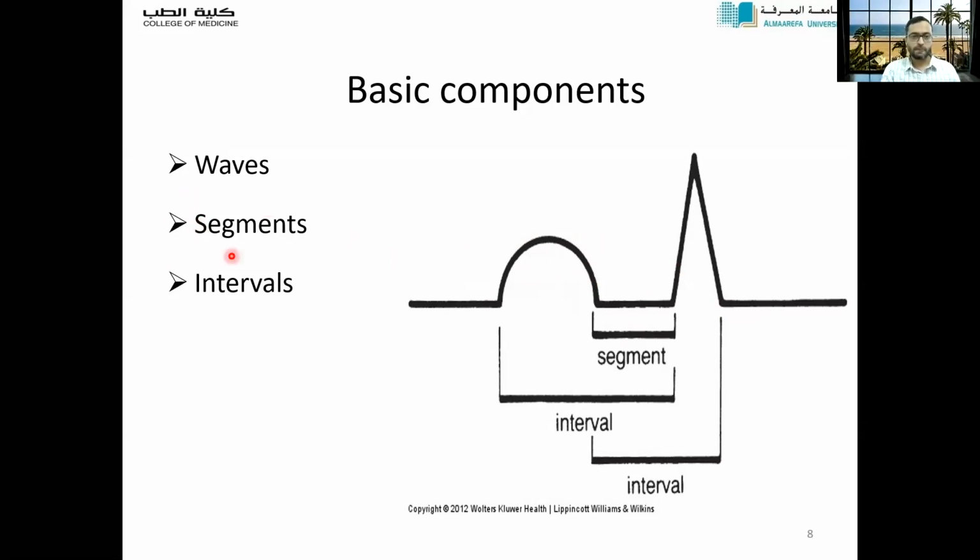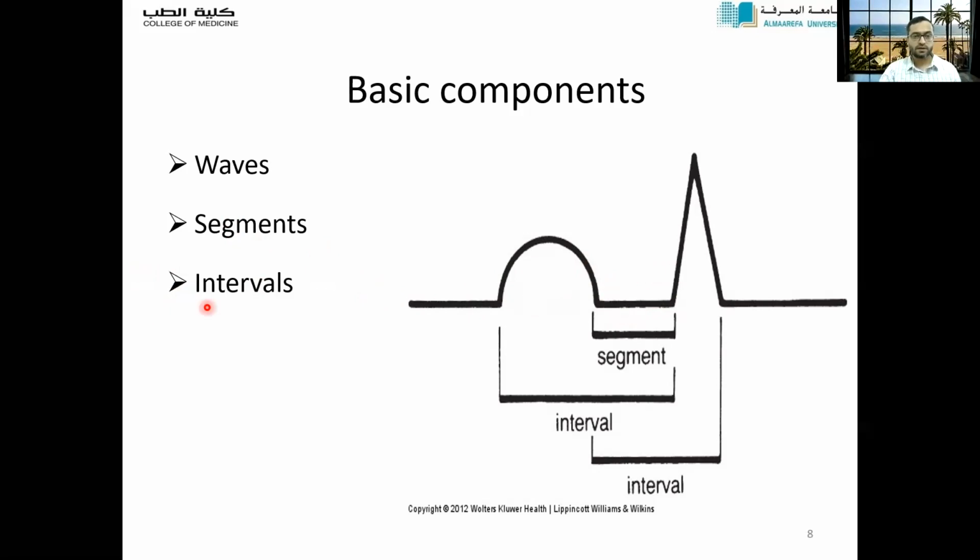Segments. Segments are the plateau or the straight line that is lying between the two waves. Waves are always either up or down. If it goes up, we say it's a positive wave. When it goes down, it's a negative wave. But in between, a neutral part or a straight line is known as the isoelectric line. Usually the segments are isoelectric, neither positive nor negative. And these are between the two waves. Segments are always the portion between the two waves.